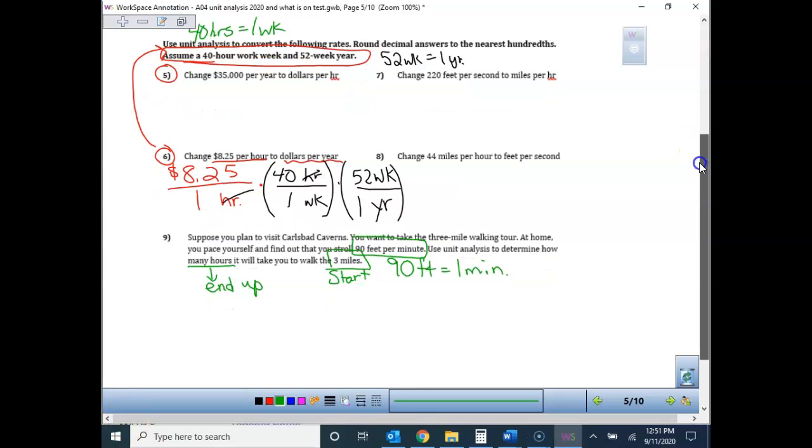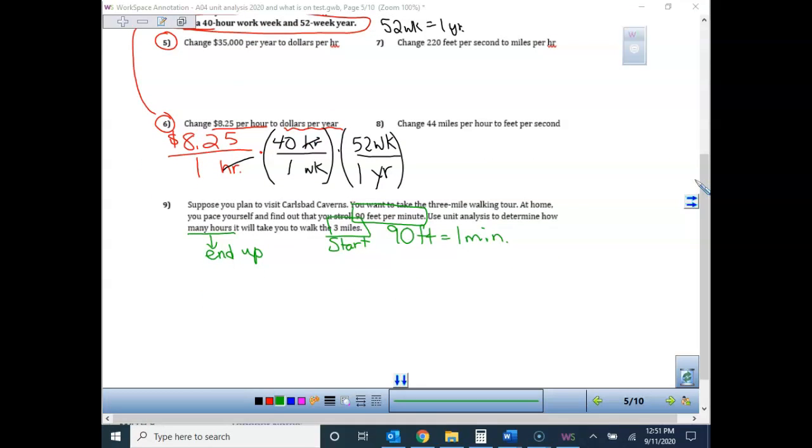It's hard to figure out the starting point because they don't say change this. It's this big sentence. So when you look at those bigger sentences, the start is 3 miles. That's your start.